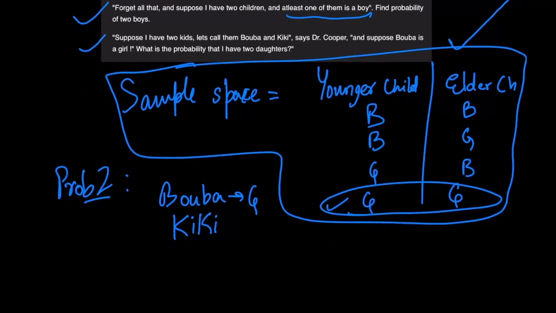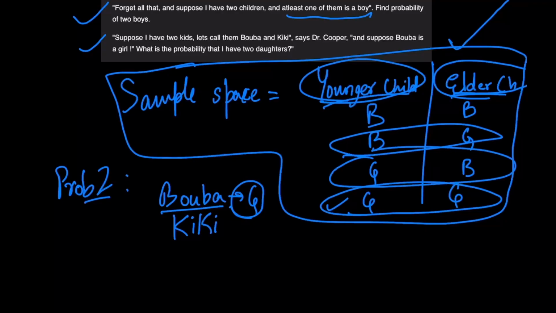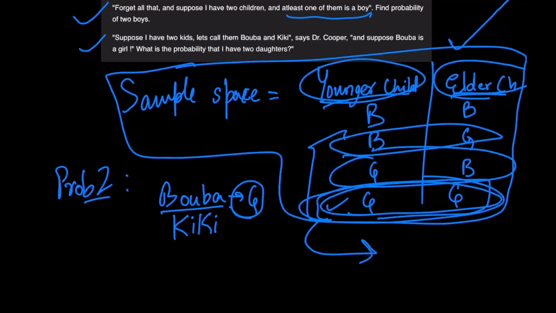Now a few would argue that since we've already established that Boba is a girl, the probability for Kiki would be 1 by 2, since Kiki could be a boy or a girl. But what I believe is the way the author perceived this question is that since we didn't really define which child, either the younger or the elder, is Boba, Boba could have been either this child or that child, and saying that Boba is a girl just means that at least one of the two children is a girl. So it could have been this case, or this case. And among these three, we've been asked the probability of this case. So in that way, the answer becomes 1 by 3.